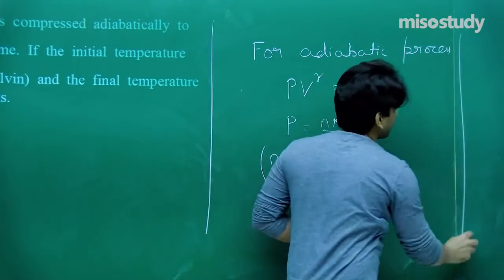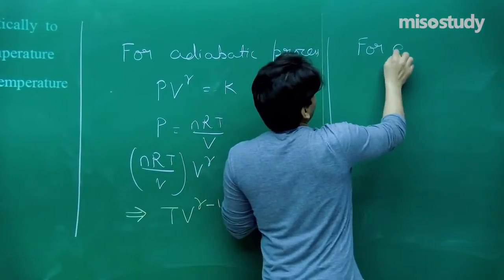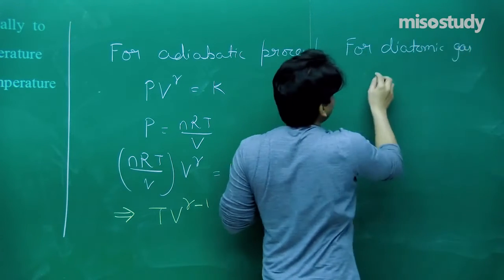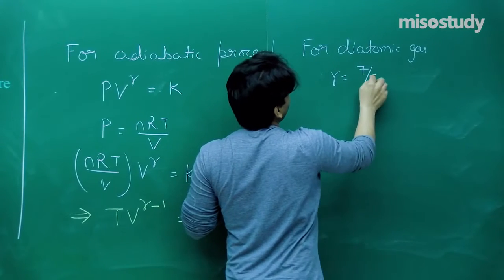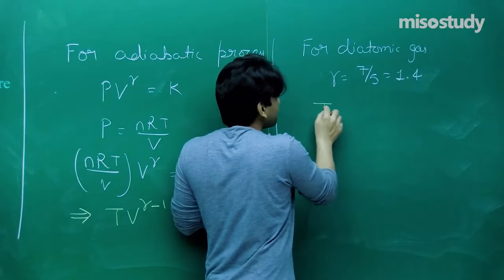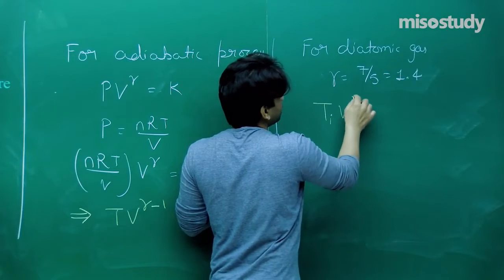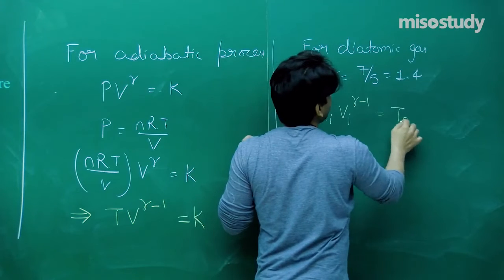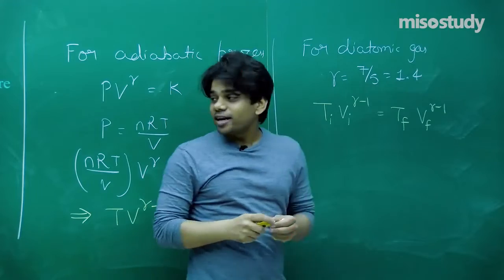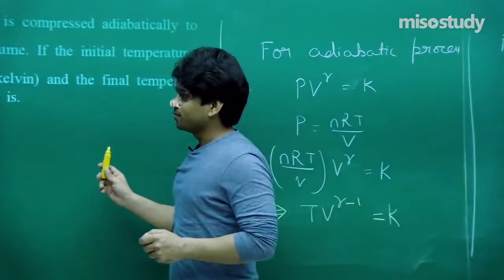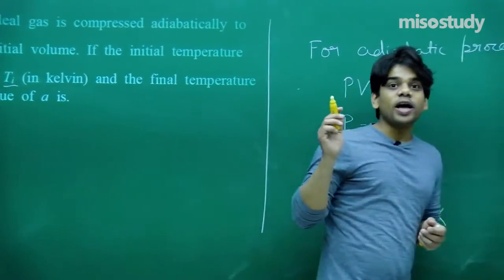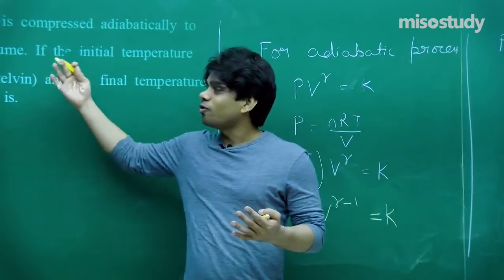So for a diatomic gas, gamma is equal to 7/5, that is 1.4. Now, using Ti Vi to the power gamma minus 1 equals Tf Vf to the power gamma minus 1. Given that the final temperature is A into Ti and the initial temperature is Ti, and the volume reduces to 1/32 of its initial volume.